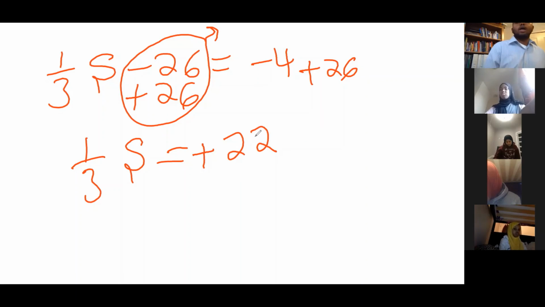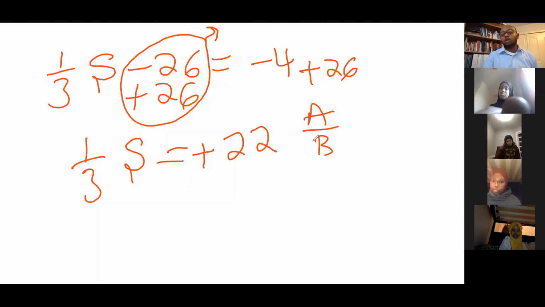Now I have 1/3 s is equal to 22. So 1/3 is a fraction. When I have a fraction, I always multiply by the reciprocal of that fraction on both sides of the equation. What do I mean by reciprocal? I have a/b. The reciprocal of a/b is b/a. That's called reciprocal. When I multiply a number by its reciprocal, it has to be equal to 1. That makes sense?